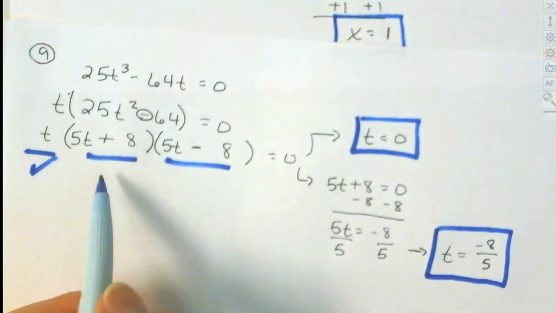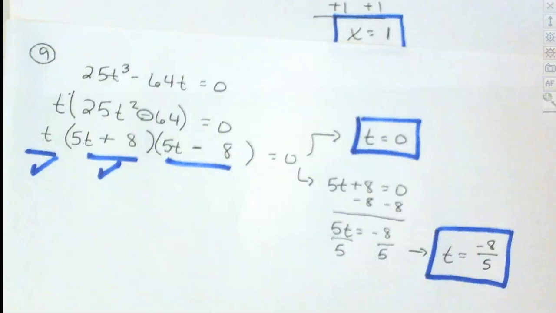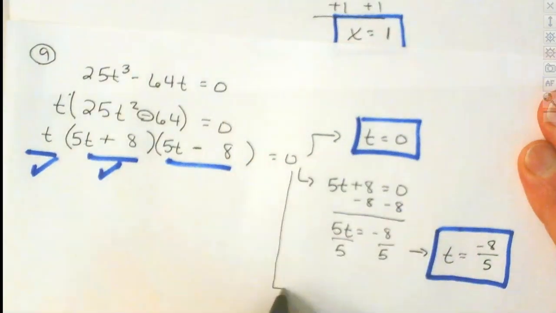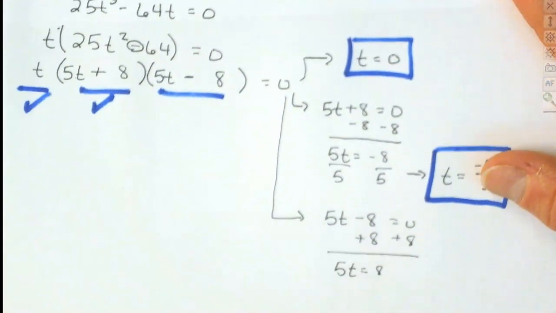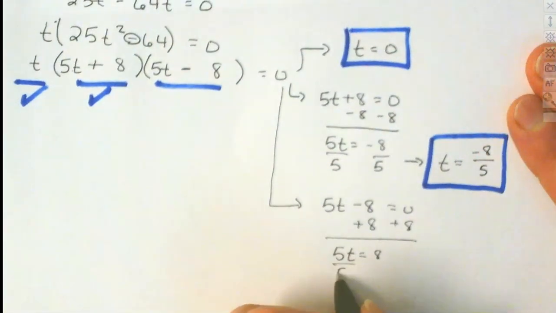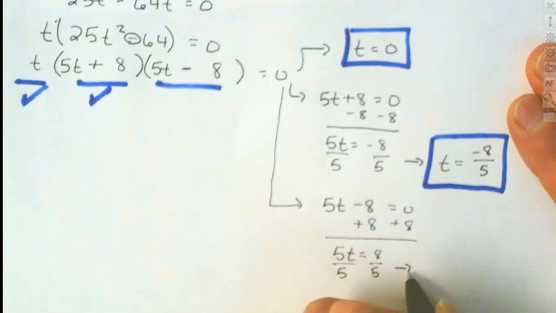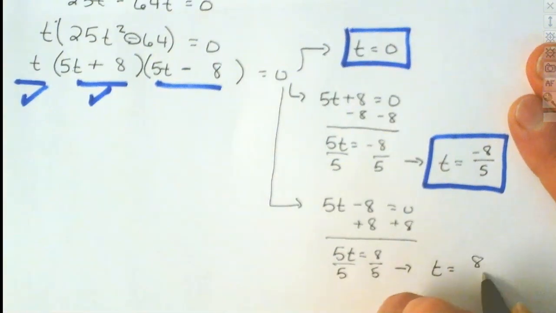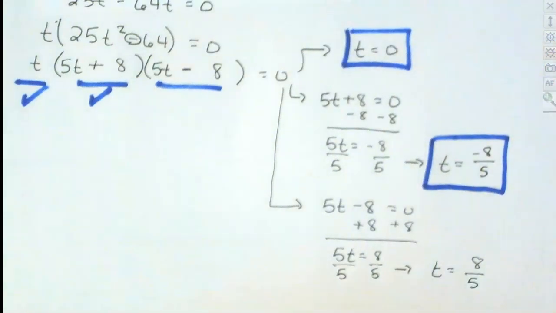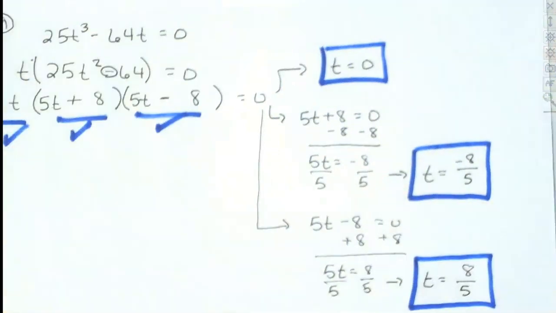So we did that one, we did that one. We've got one more. And the last one's going to basically be the same as the other one. It's 5t minus 8. So move the 8 over, in this case with addition. So then we've got 5t equals 8. And then how do we finish it? Divide it by 5. And what does that give you now? t equals a positive 8 fifths. There we go. We got all 3 solutions.